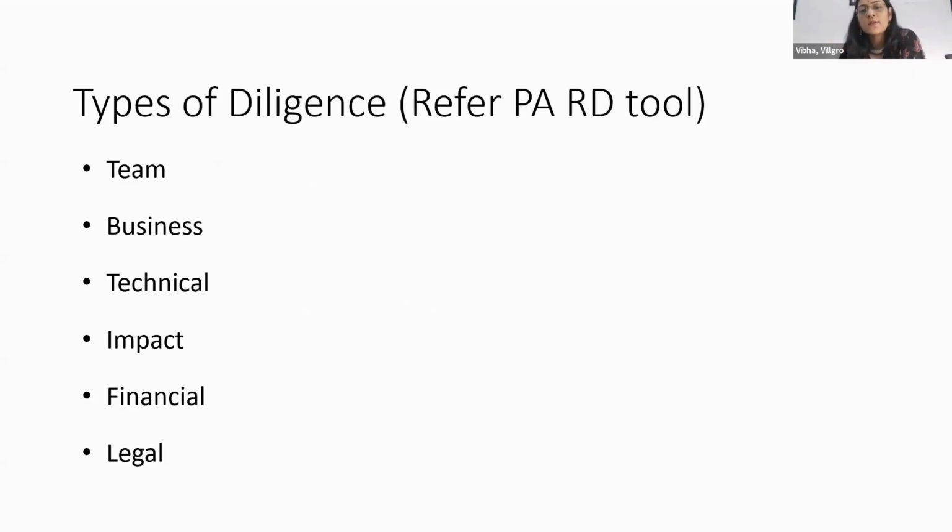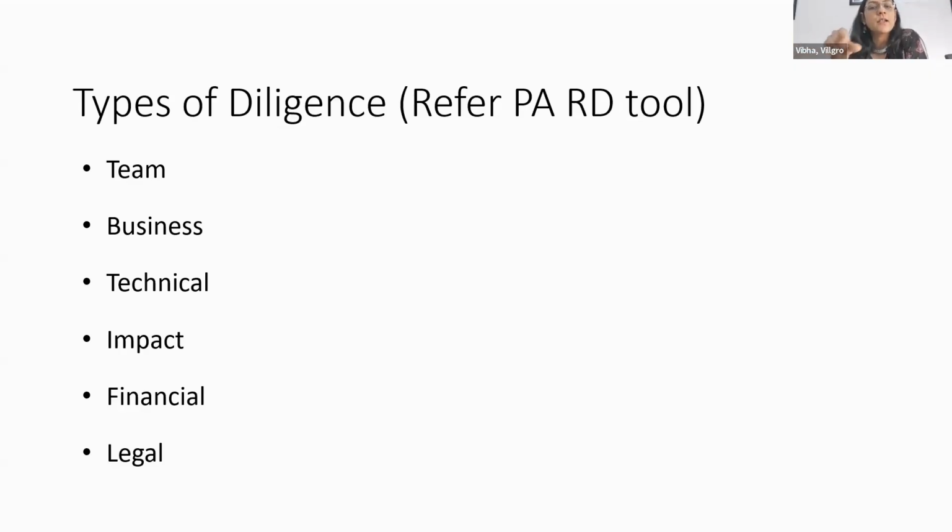When we go to the diligence stage, these are broadly the 6 areas that we will go into detail, right? And there is a tool which Villgro had created. It is called PARD, which is Preliminary Assessment and Rapid Diligence, where we have put in parameters to say how do we evaluate a team. For example, in a team, we are asking, does the founder have relevant experience in the kind of startup that he is in, the kind of sector that he is in?